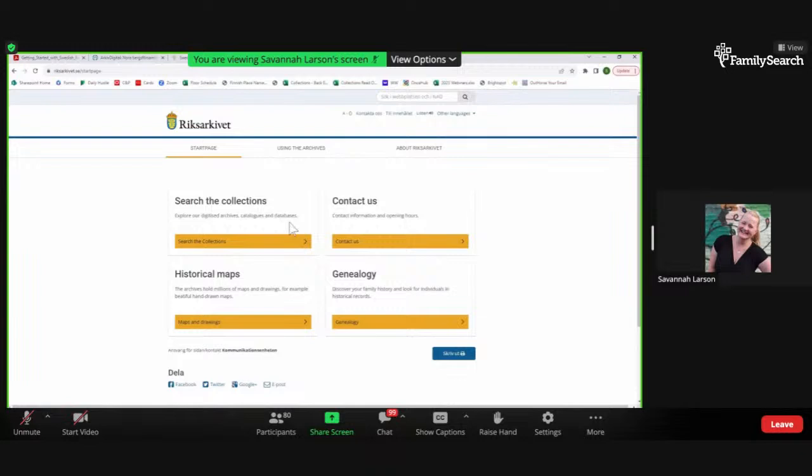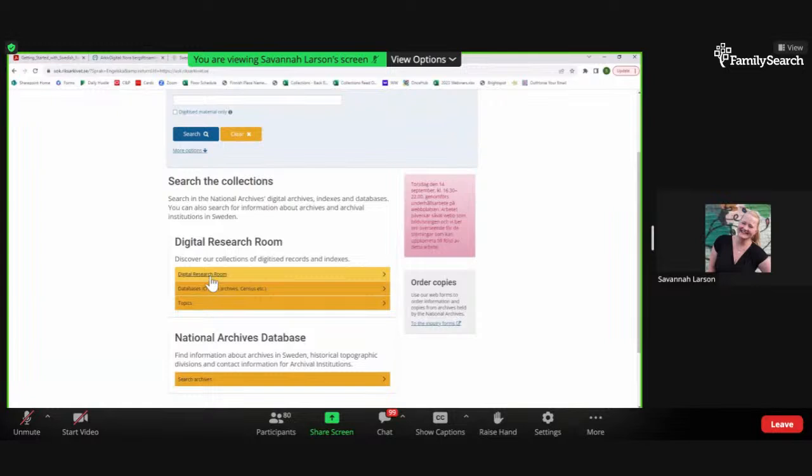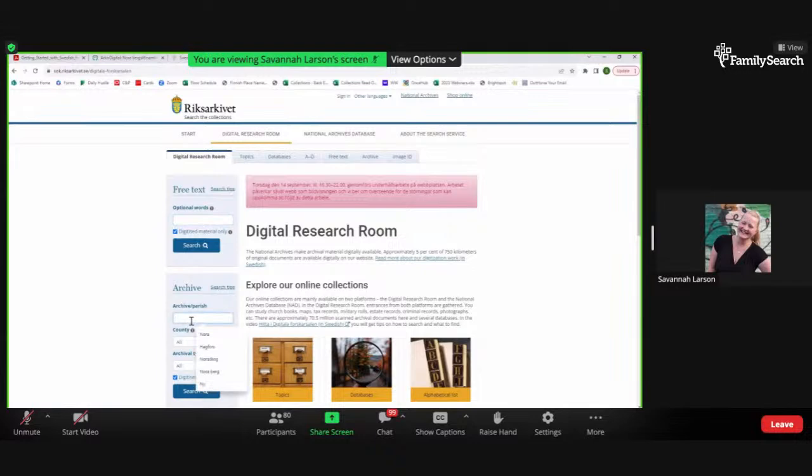Once you're on this page, don't click on genealogy, click on search the collection. And it will take you to this page where you want to click on digital research room. Once you're here, like three clicks in, now you can type in the name of the parish that you would like to search. You can also narrow it down by county and archival type. So here you can click on church records. I would suggest you do that, especially if your parish is a very common name.